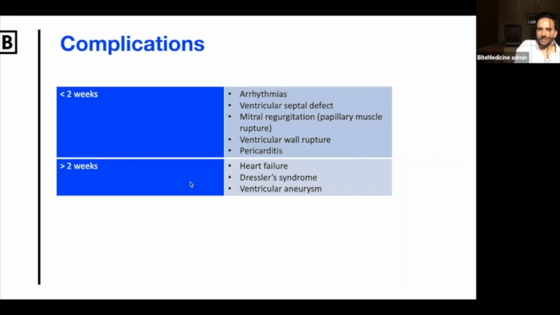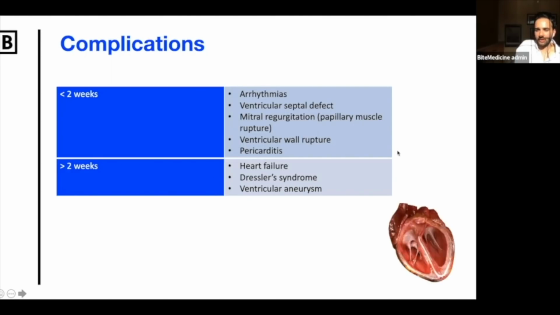These are the main things that occur before 2 weeks, and these are the main ones that occur after 2 weeks. So we have things like arrhythmias, VSDs, mitral regurg, pericarditis, and then after 2 weeks, heart failure, Dressler syndrome, for example. Now, this is a cool diagram. I just thought it was cool more than anything else.